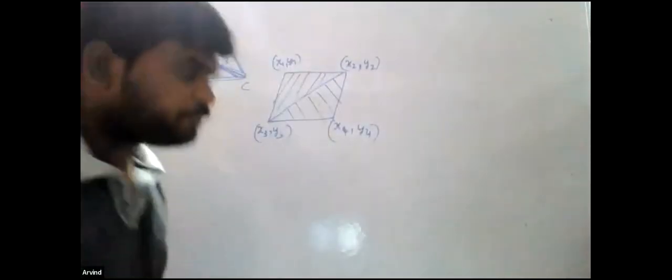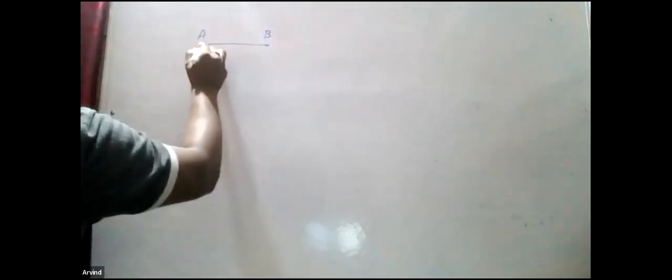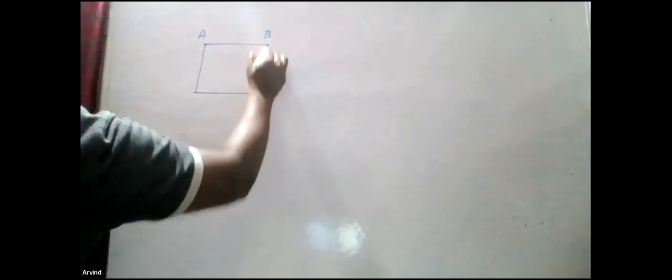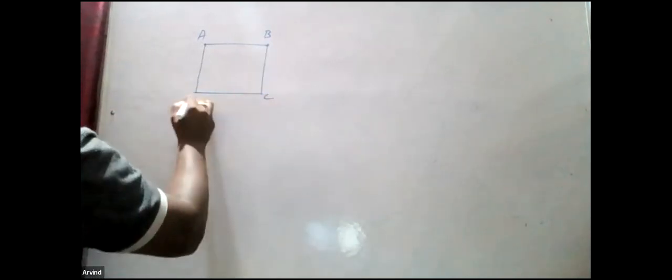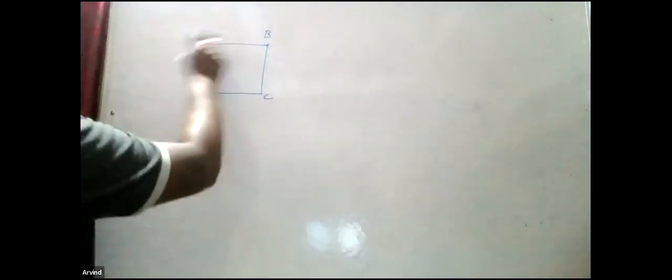Okay. I'll stop sharing here. So just observe. ABCD is a square. ABCD is a square. And they've given us the opposite vertices. Opposite vertices, meaning A and B are not.